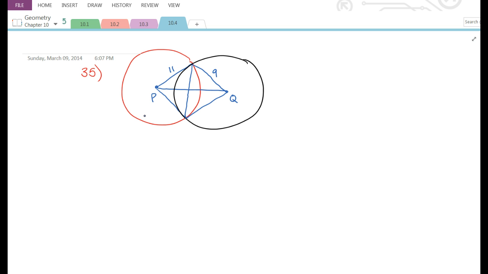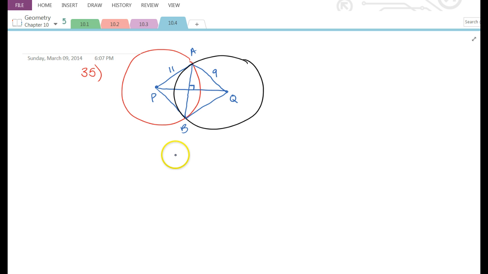And it said the chord AB, which this was A, this was B, is perpendicular to the segment connecting the centers. So it doesn't look it in my picture, but that's perpendicular. Okay. If AB is 10, what is the length of PQ? Well, let's look here. All right. So it's kind of hard to see.